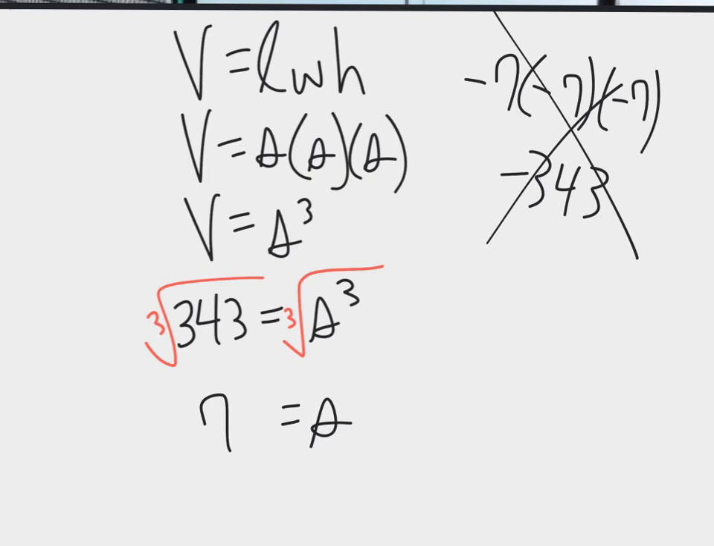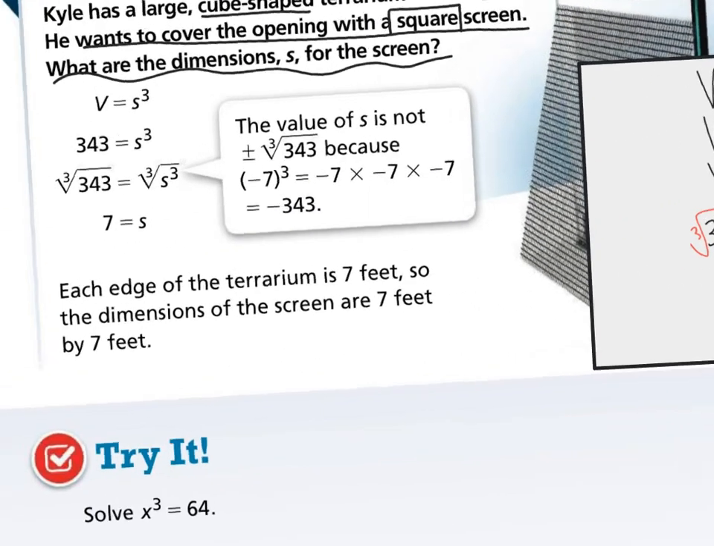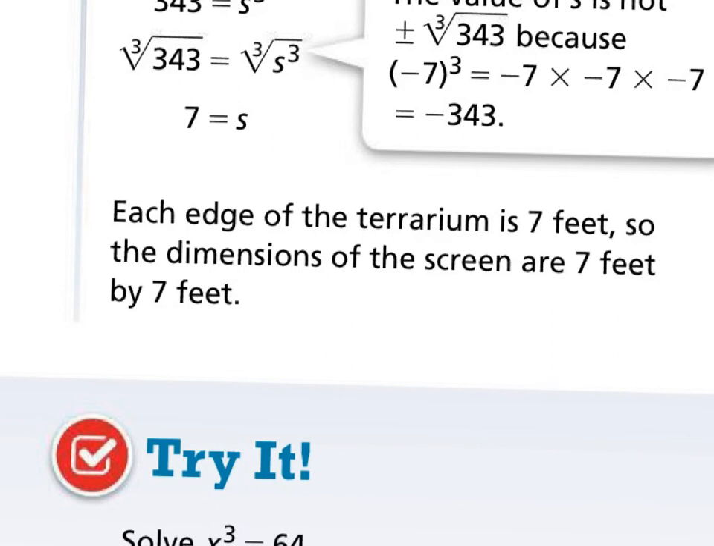So the 7 is each edge length we're trying to figure out for the square screen. So if it's a 7 by 7 by 7 cube, then like the book says, the edge dimensions of the screen should be 7. So 7 feet by 7 feet should be the dimensions for this. So it's a pretty good sized terrarium there, I would say. 7 feet by 7 feet by 7 feet.